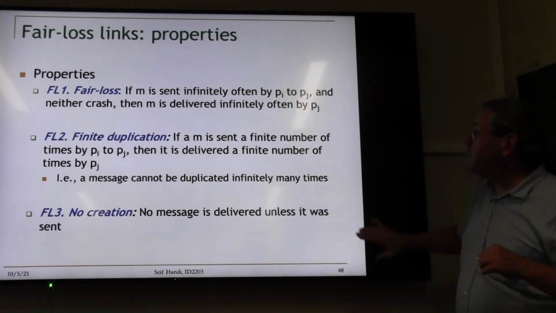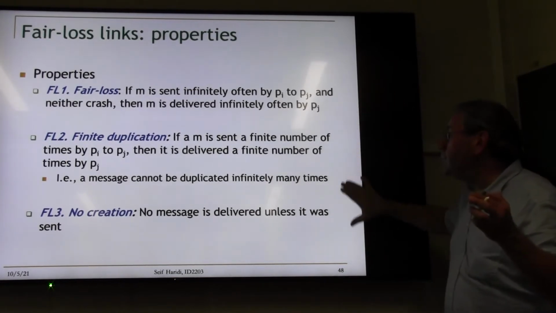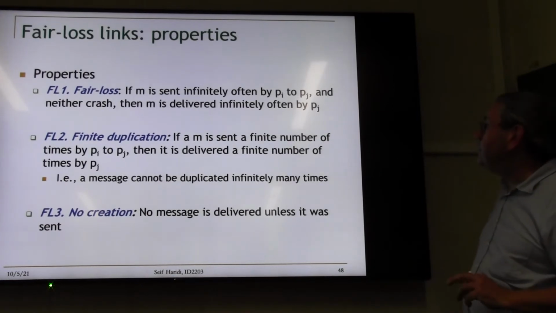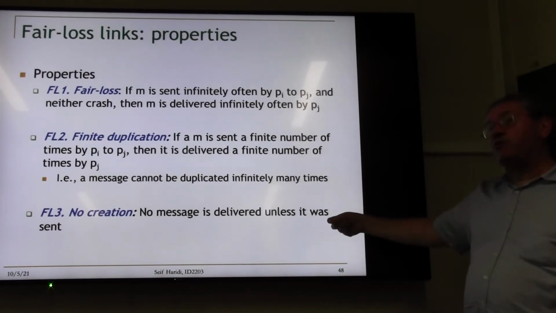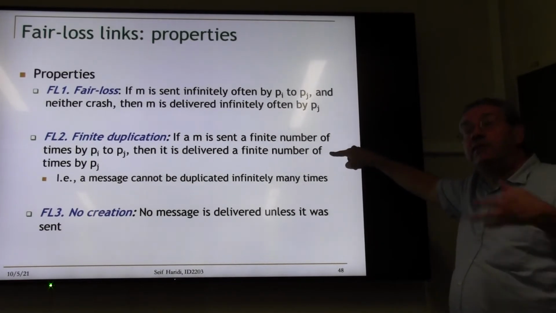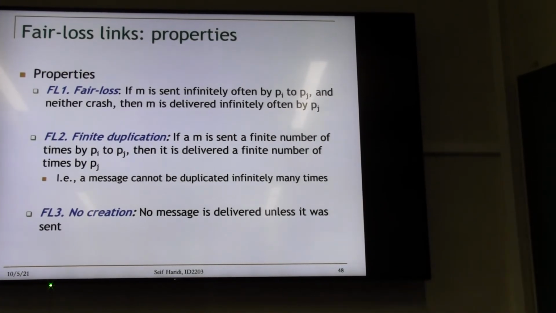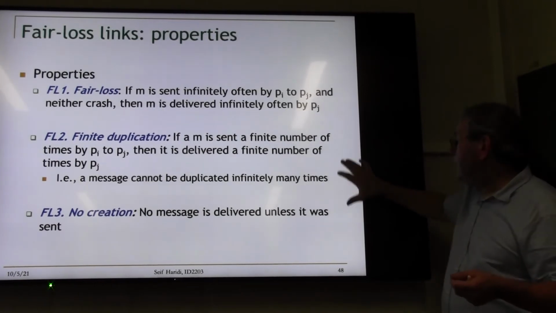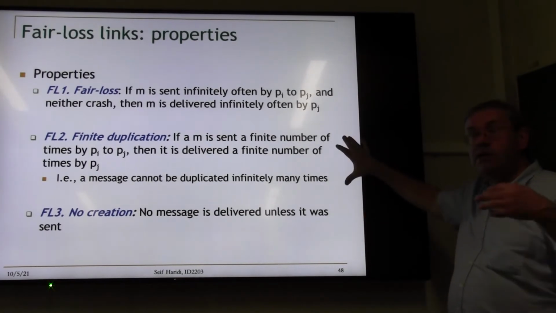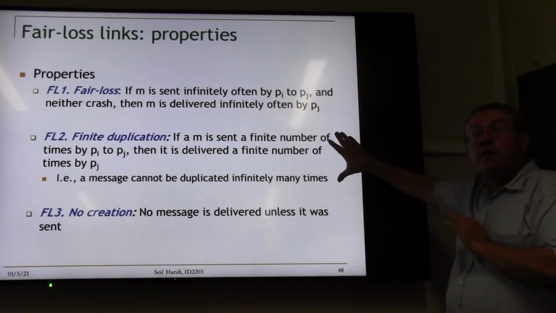Why do you have all these three like this? There are other ways to define this. It's not the only way. But this is a nice way because it actually separates out things. So the network cannot create. That's reasonable. The network will not infinitely duplicate. So these two properties mean that the network is not doing weird things. It's not creating random weird messages. That's FL3. And it's not going to be infinitely duplicating a message. It might finitely duplicate, but that's okay.